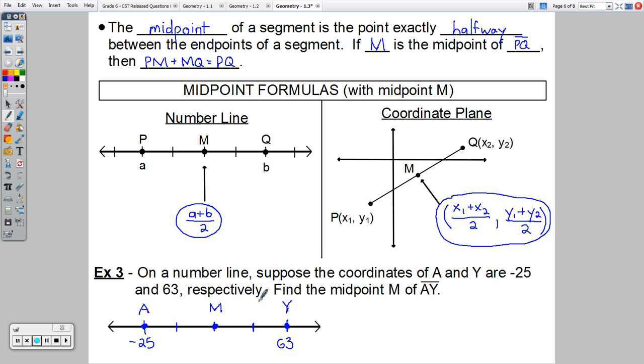We've got the midpoint M. We just used this formula right here. So I'm going to take my two coordinate values, negative 25 and 63, and I'm going to add them together and then divide by 2. It's the average of those two values, negative 25 plus 63 divided by 2. This would end up being 38. We divide 38 by 2 and we get 19. So that means right over here, this point would actually be at 19.